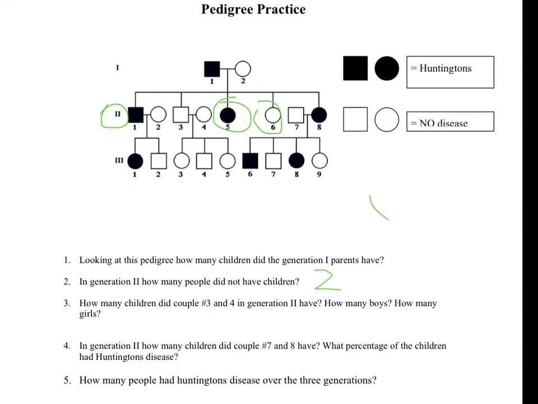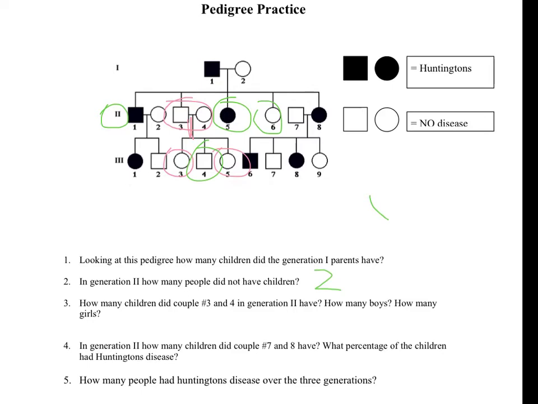On to question 3 now. How many girls did couple number 3 and 4 in generation 2 have? How many boys, how many girls? So if we look at generation 2 and we identify couple 3 and 4, we can look at their children by following the line down, and we can see that they had 2 girls and 1 boy.